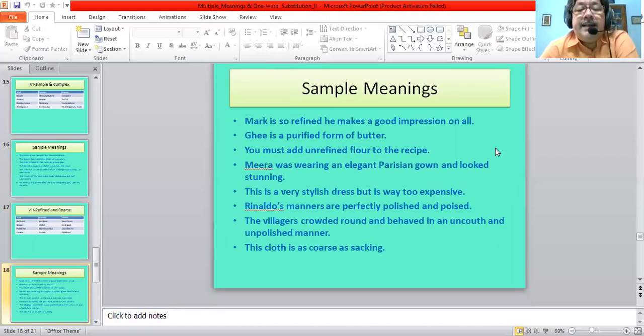Mark is so refined, he makes a good impression on all. So he is so sophisticated, so refined that he makes a very good impression on everybody. Ghee is a purified form of butter. So that is a purified form or refined form of butter. You must add unrefined flour to the recipe. So unrefined flour is flour which has not been subjected to the process of refinement.